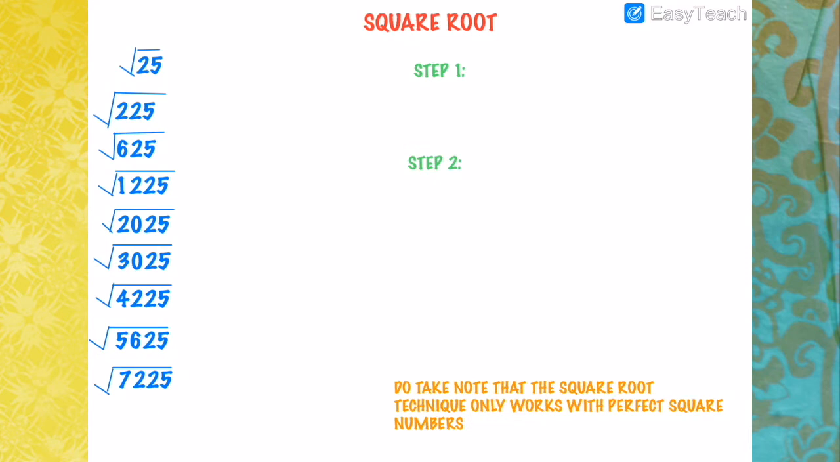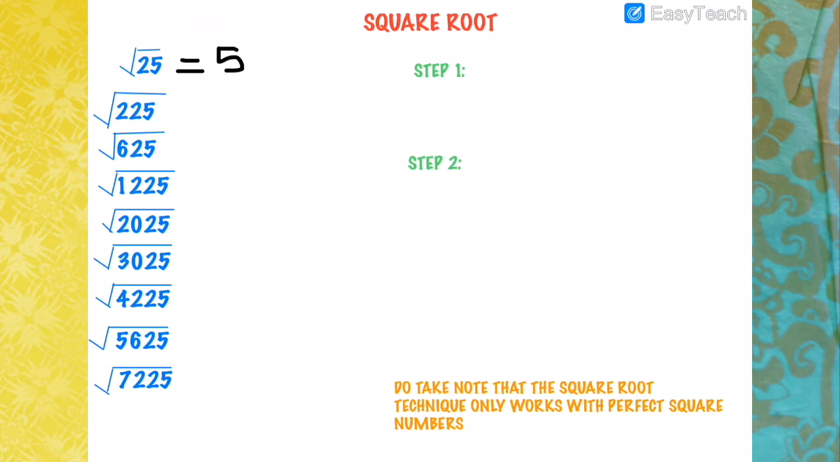Now, what if we have square roots of perfect squares? Please do take note that the square root technique only works with perfect square numbers, specifically numbers ending with 5. Now, the square root of 25, as we know, 5 squared is 25. Therefore, the square root of 25 would be 5.